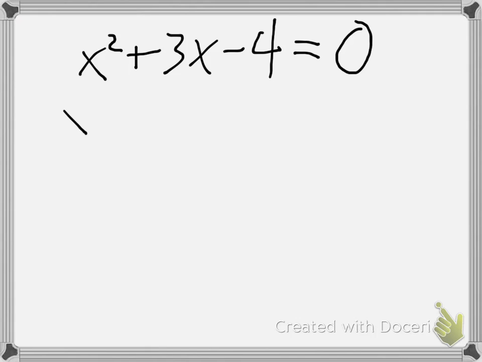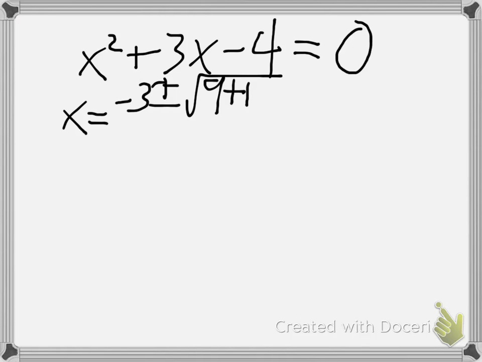So x equals negative b plus or minus, that's what's going to give us two answers, the square root of b squared, 3 squared is 9, minus 4 times 1 times negative 4, which makes negative 16, and minus negative 16 would be the same as plus 16, all over 2 times 1, which makes 2.